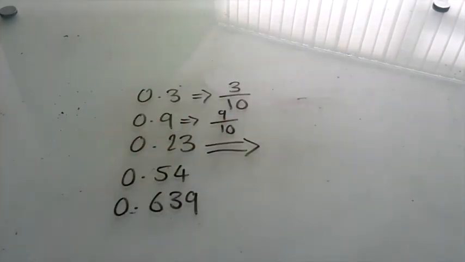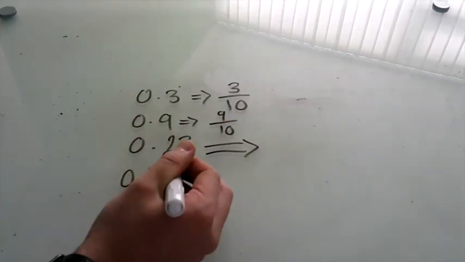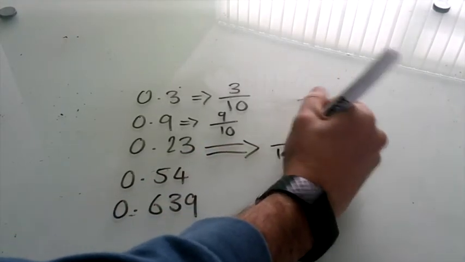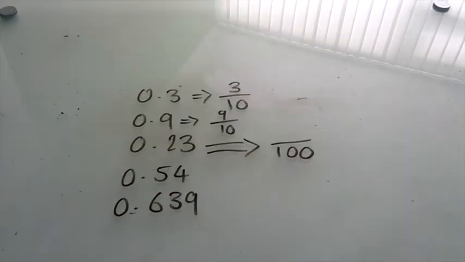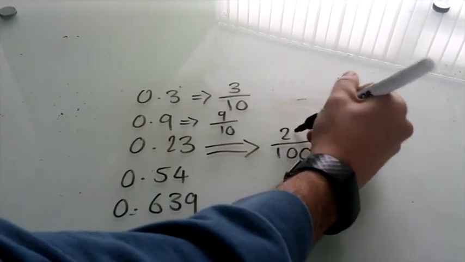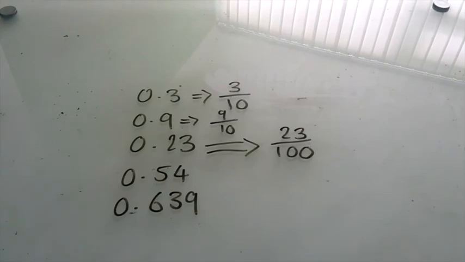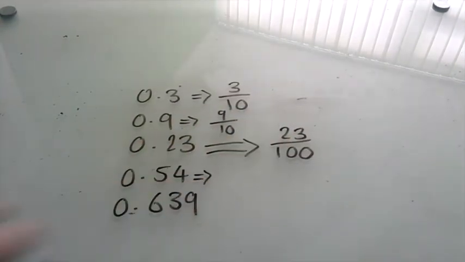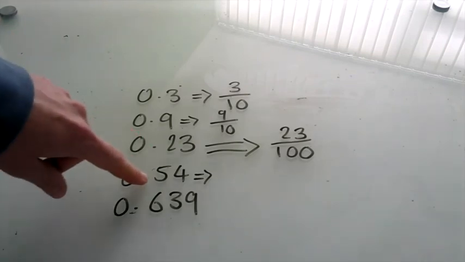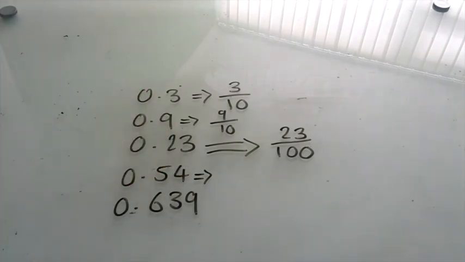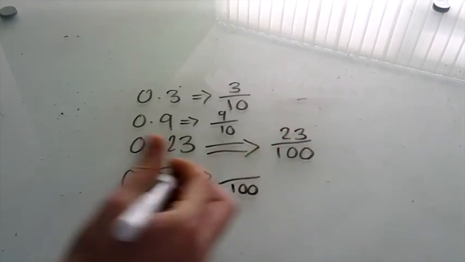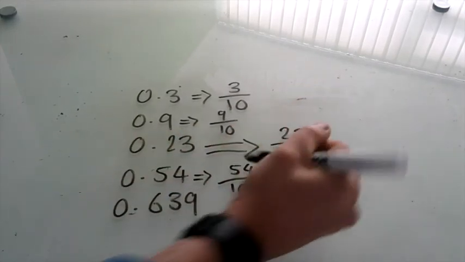we've got 0.23, we've got a 2 in the tenths column, but we've also got a 3 in the hundredths column. So as that's the lowest, we put 100 on the bottom, and then we take our value and put it on top. So it would be 23 over 100. The next one, 0.54. So we've got a 5 in the tenths column, a 4 in the hundredths column. So we put our 100 on the bottom as our denominator and 54 on the top.